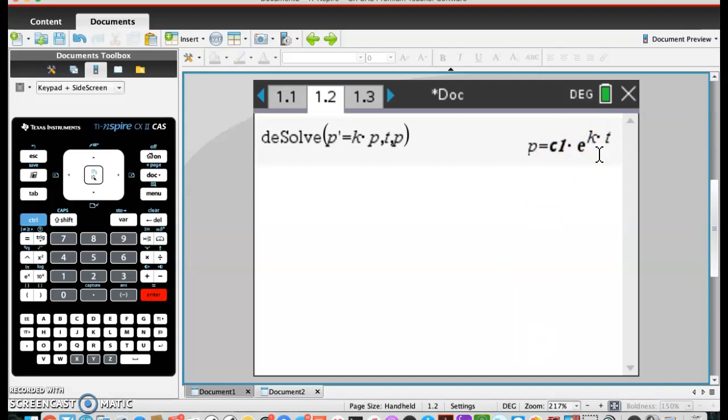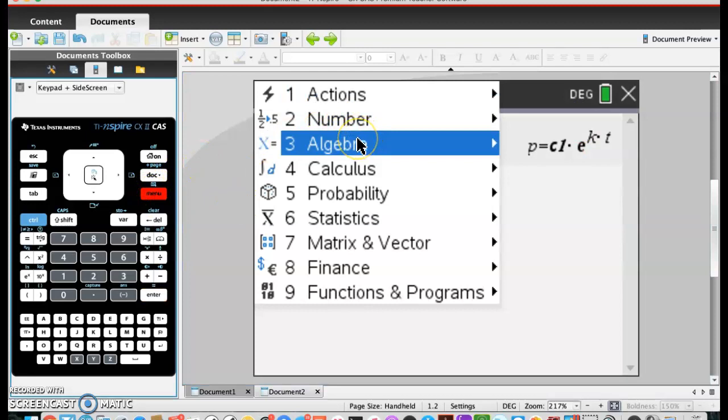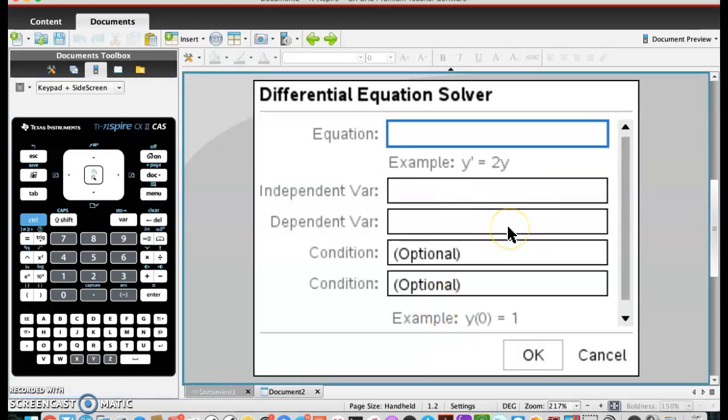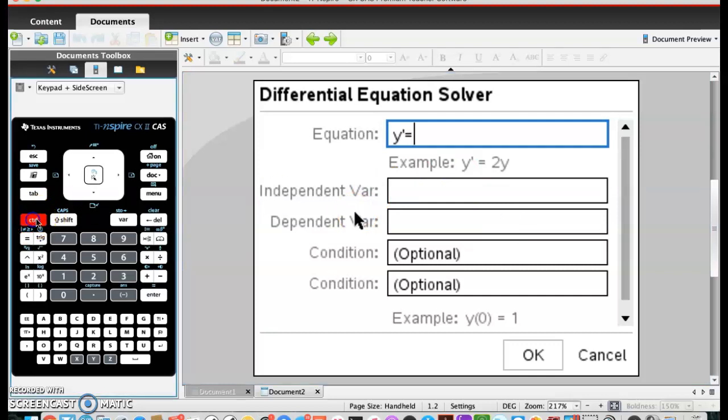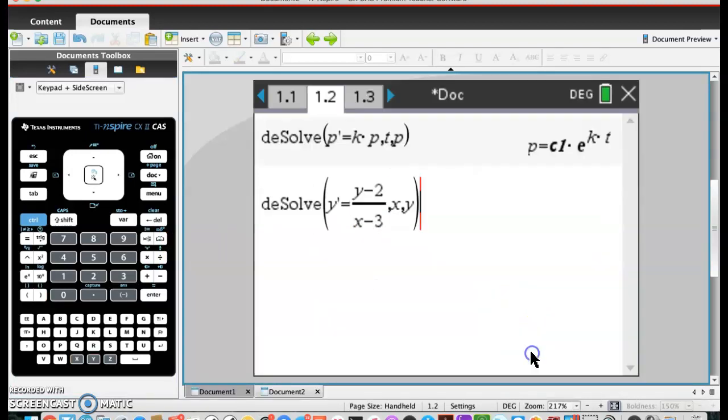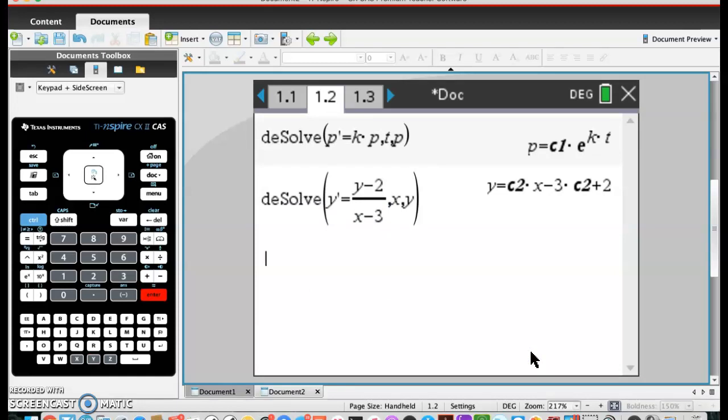Now, we don't really need it for that one that much, but all the other ones that we'd done a while ago, let's do it again. Menu, Calculus, Differential Equation Solver. Let's say dy dx, that's y prime, equals, we'll make it a fraction. Oh, you can't put the fraction tool in, so I have to put it in parentheses: y minus 2 divided by x minus 3. This time I used y and x in the problem, so my independent variable is x, my dependent variable is y. I can hit OK and hit enter, and it's going to solve the equation right there. That tells you what the solved differential equation would be.